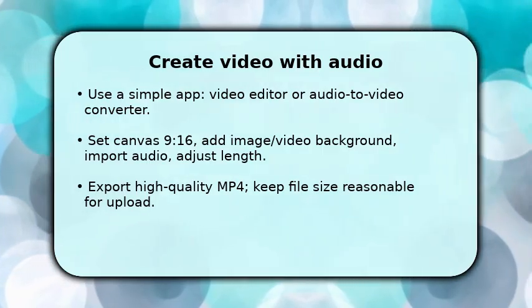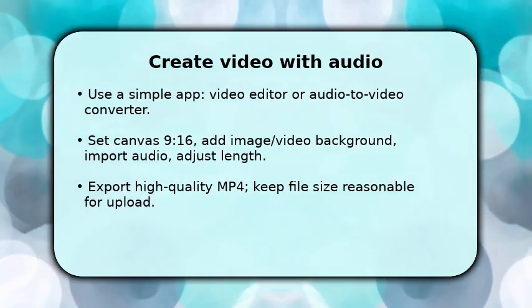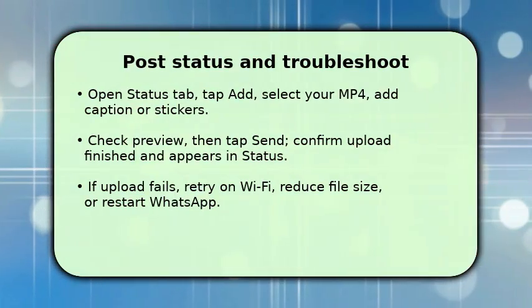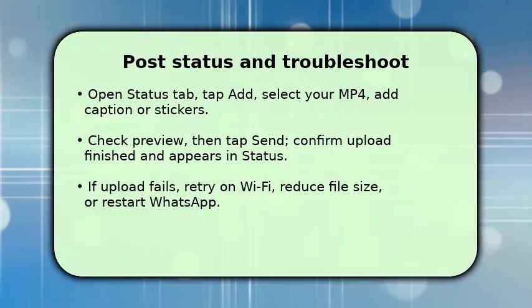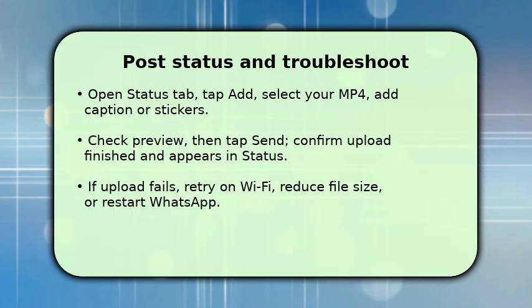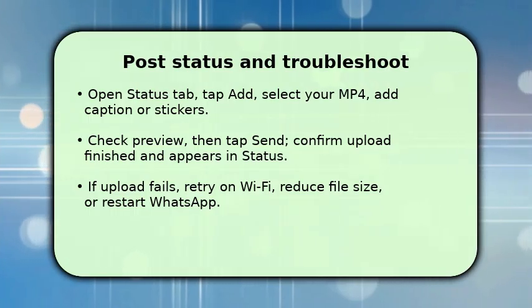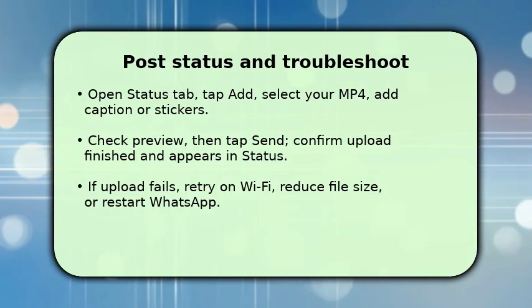You're ready to post. Open the WhatsApp status tab and tap the add icon, then choose the MP4 you exported. Preview it. If audio is out of sync, cancel and re-edit the clip. Otherwise, add a caption or stickers and tap send. Once uploaded, confirm it appears on your status and plays for contacts.